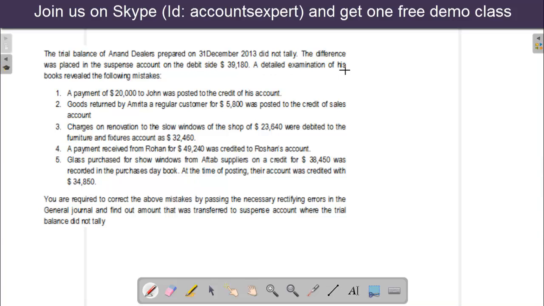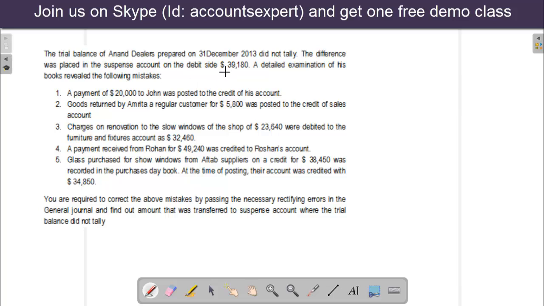$39,180. Yesterday I explained to you that if there is a difference in the trial balance, then that difference we will transfer to which account? Suspense account for the time being, and later on we will rectify those errors. And when we rectify all the errors, the suspense account will disappear automatically. The suspense account will show zero balance. So right now the trial balance is showing a difference.